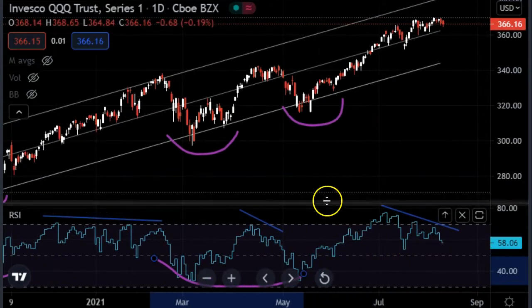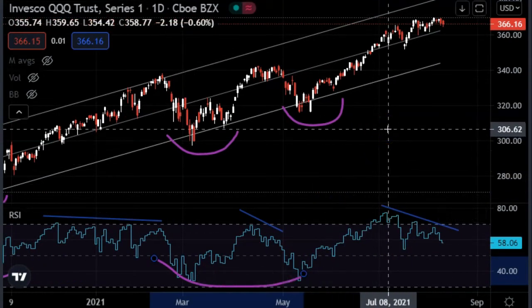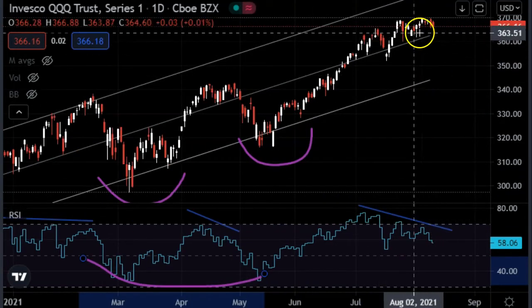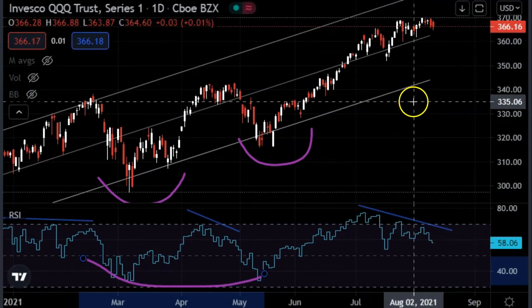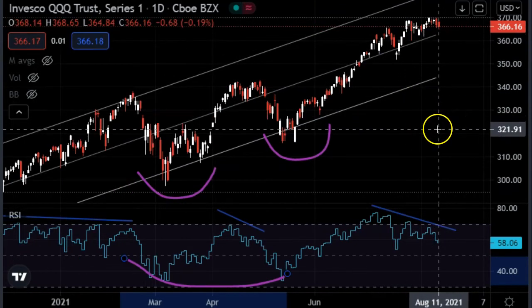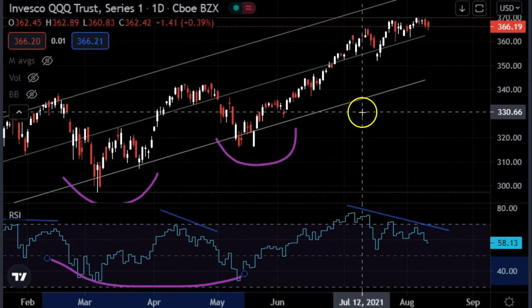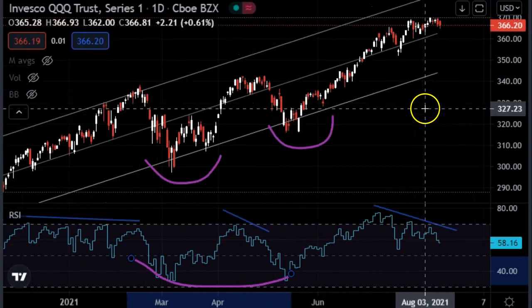So because I don't think this is a good entry, it doesn't mean that stocks can't go up, because when we're making new highs, it's a very dangerous time to put on a bearish position. And I could be wrong, but in my opinion, I think this is a good entry.